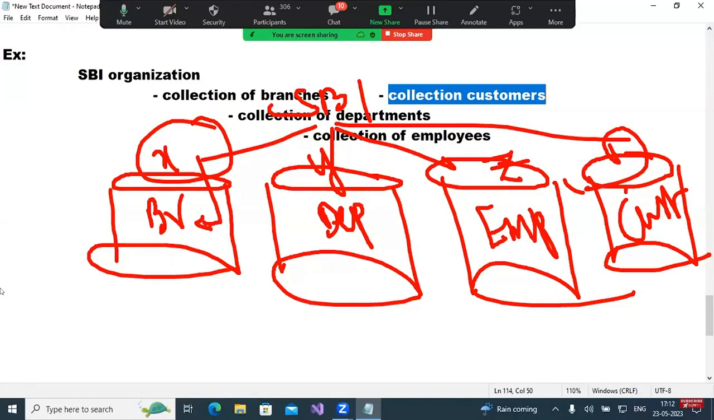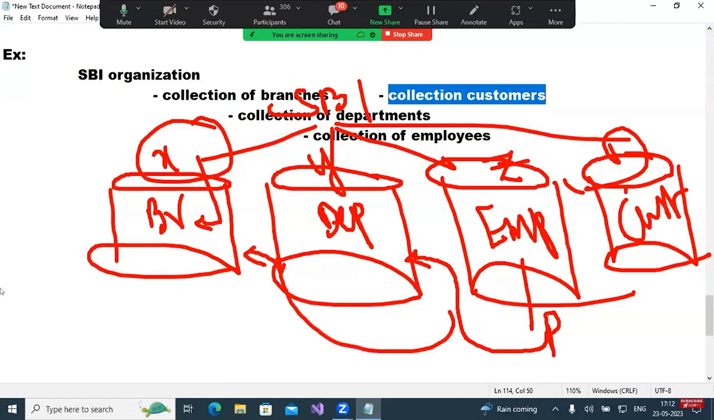Understand? Suppose the next problem is this: one of the employees is called P. In which department and which branch is this employee P working? I want to know that. If I'm storing like this, can I know it? No, impossible, because these are all separate. So this kind of operation is highly difficult to perform.